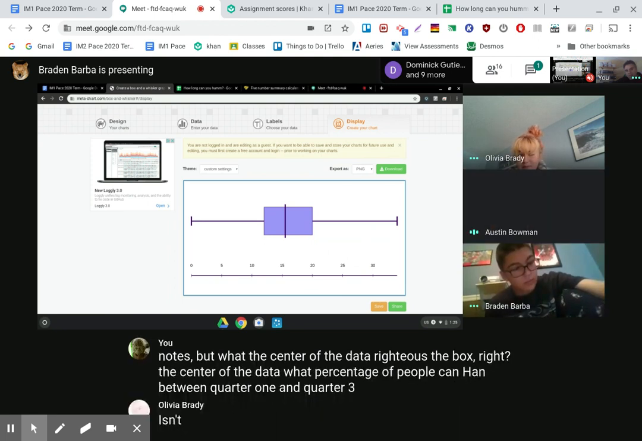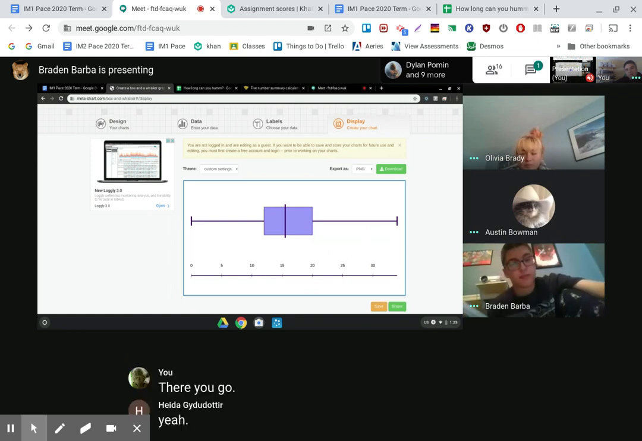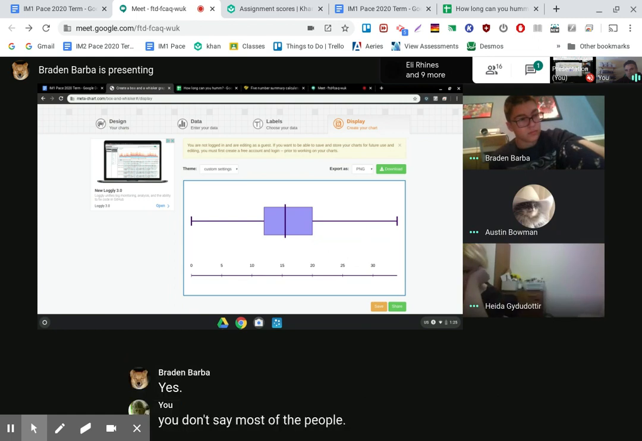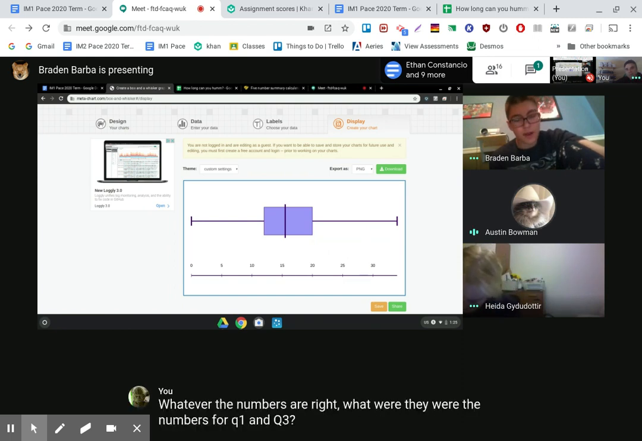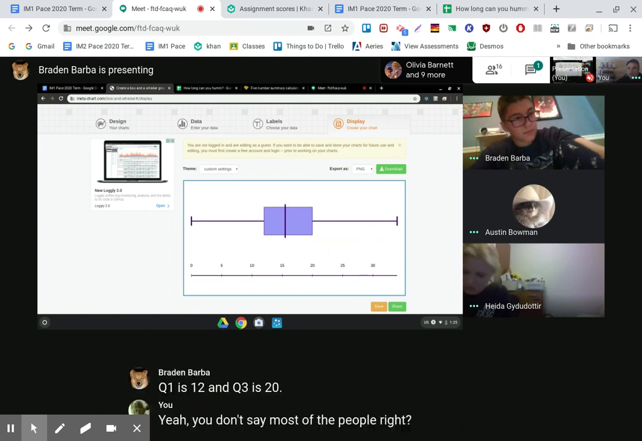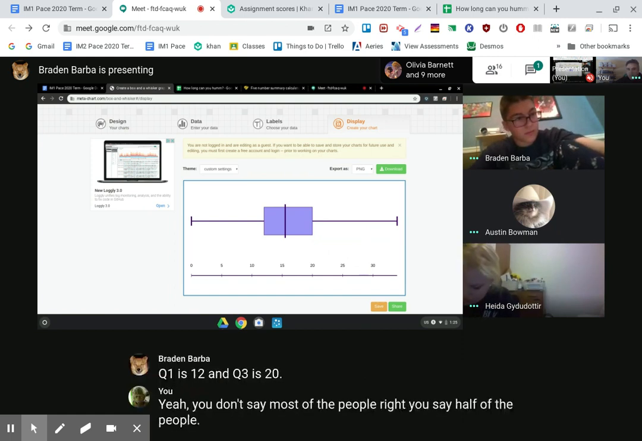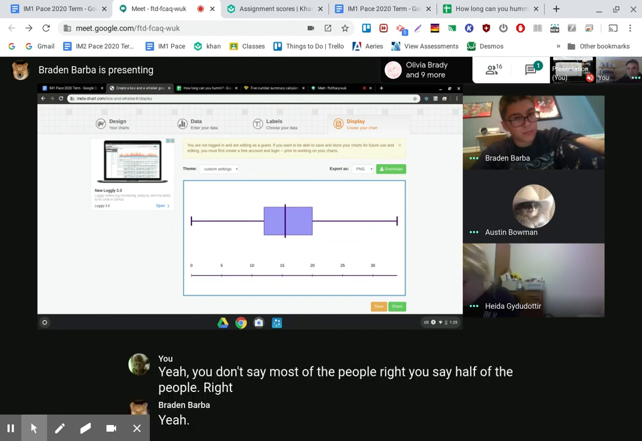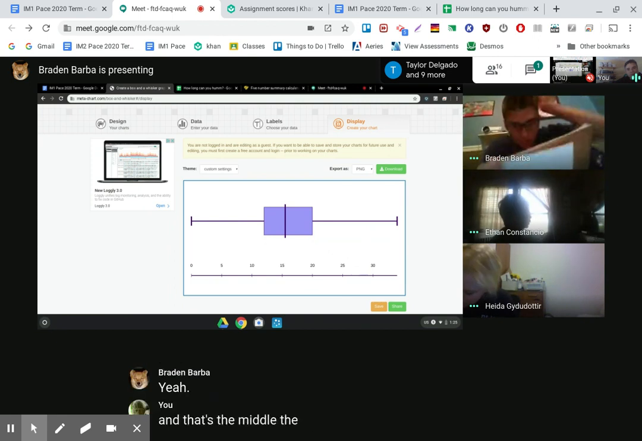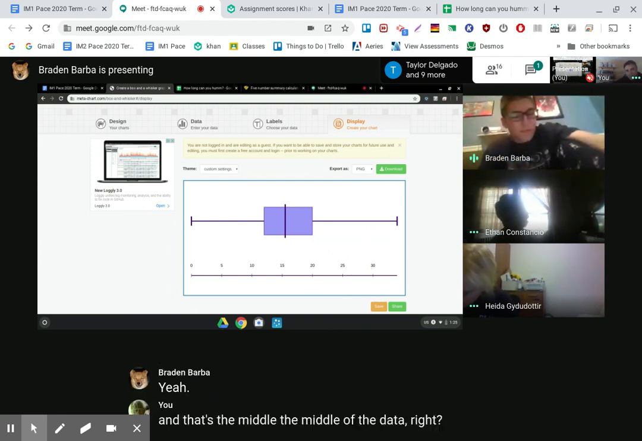Isn't it 50%? There you go. Yeah, write that down there. You don't say most of the people can hunt between whatever the numbers are. What were the numbers for Q1 and Q3? Q1 is 12 and Q3 is 20. You don't say most of the people, you say half of the people can hunt between 12 and 20. And that's the middle of the data, right?